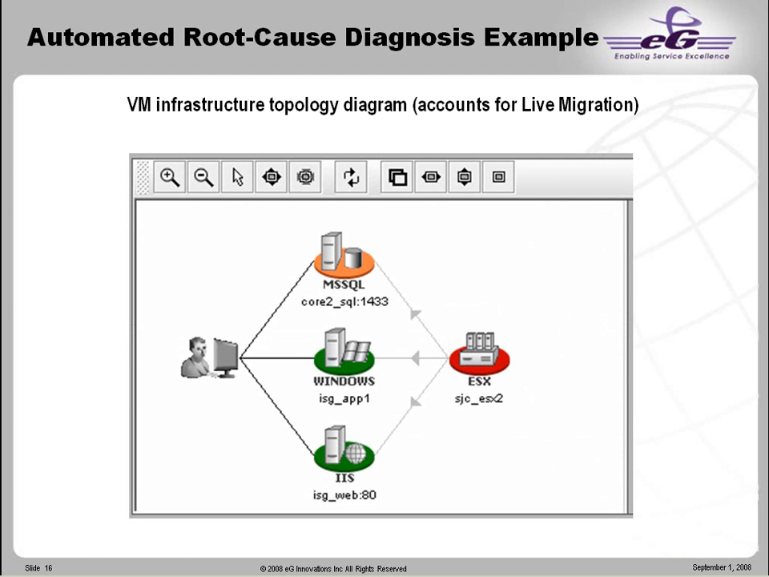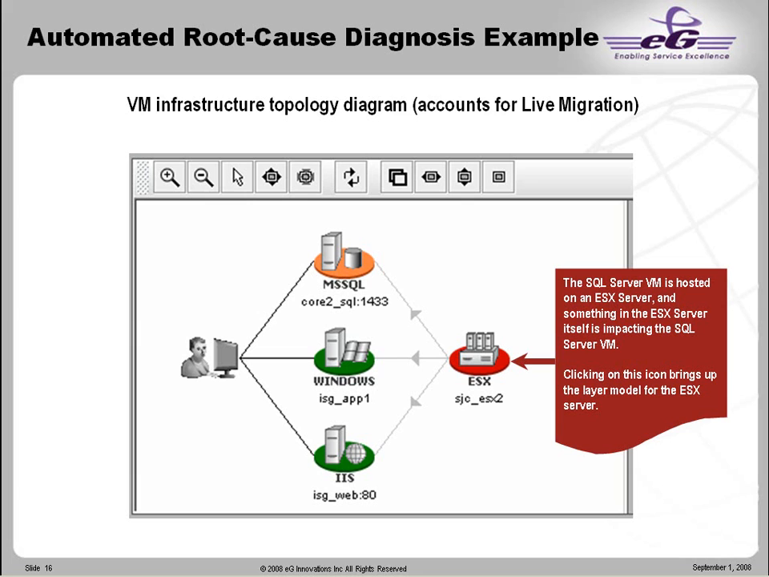We now see a VM infrastructure topology diagram which updates automatically to account for live migration. It appears that the SQL Server VM is hosted on an ESX server, and something in the ESX server itself is impacting the SQL Server VM. Clicking on this icon brings up the layer model for the ESX server.